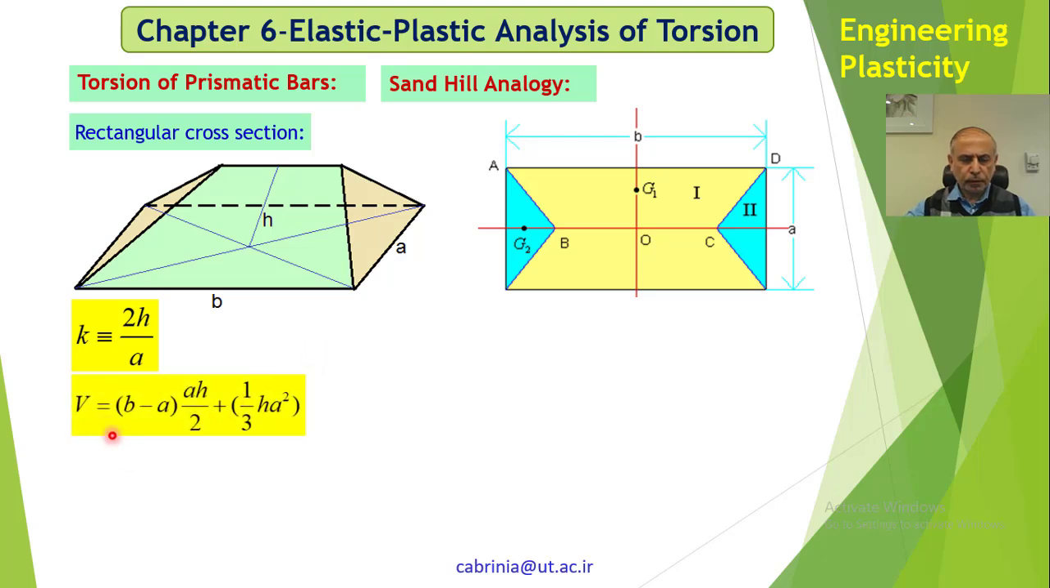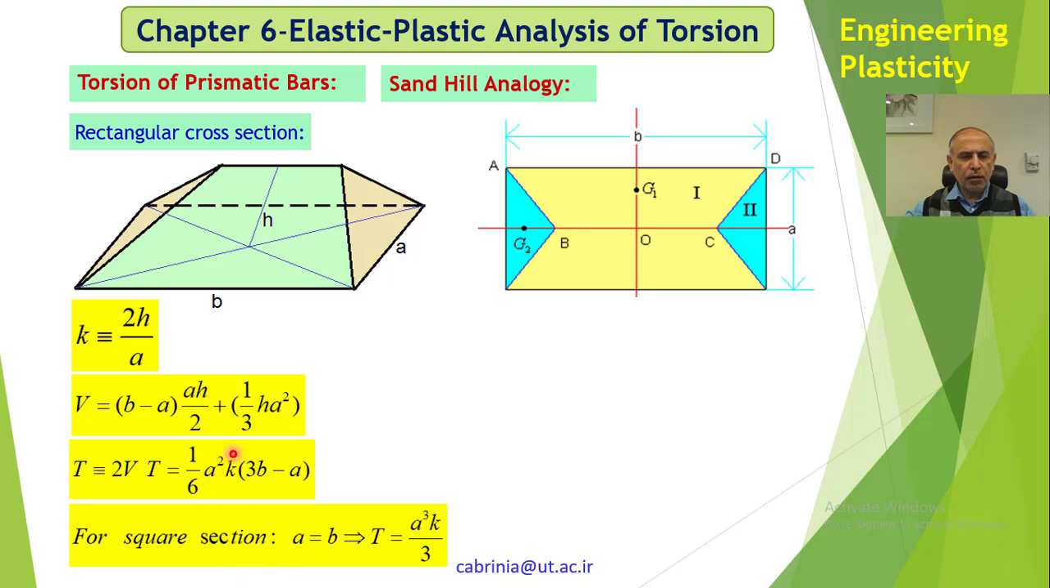and also we can calculate the volume of this pyramid like that. And so if we use this and substitute here for H, we can get the torque required to bring this bar into the plastic yielding. Now for the square section, of course, this A and B are equal, and T becomes A cube K over 3.